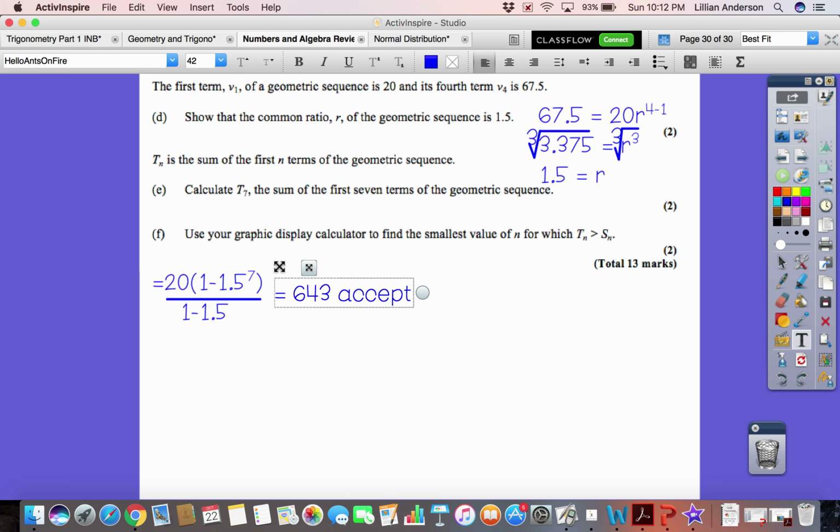It did say except 643.4375. It did say except that, but I don't remember seeing that often in people's papers. All right. And then for the last one, F, it says use your graphic display calculator to find the smallest value of n for which T sub n was greater than S sub n. So what you actually had to do was take this formula, except for n.